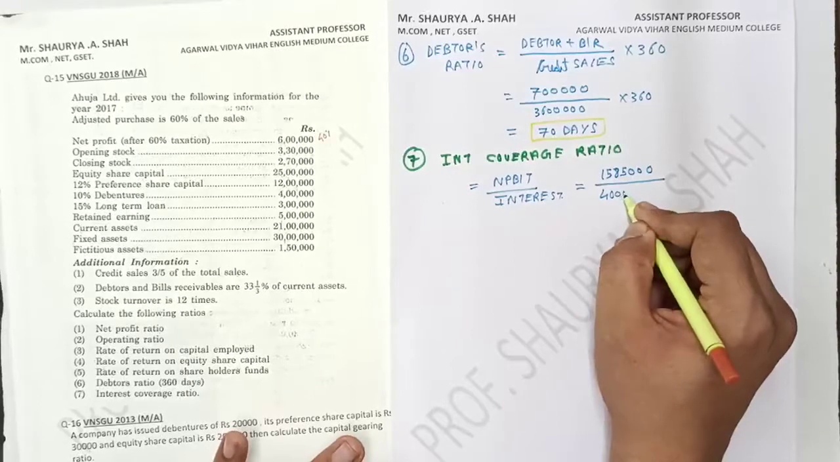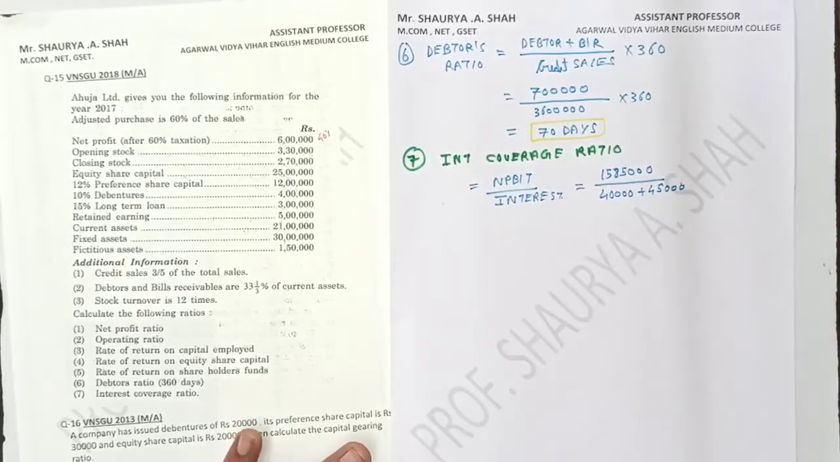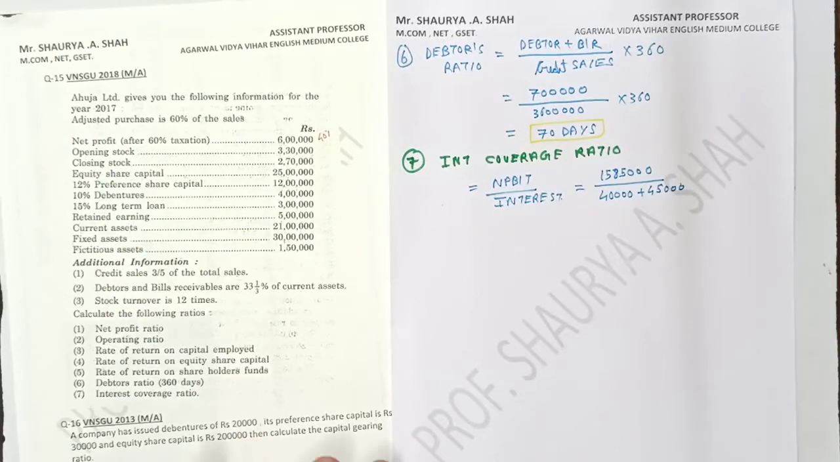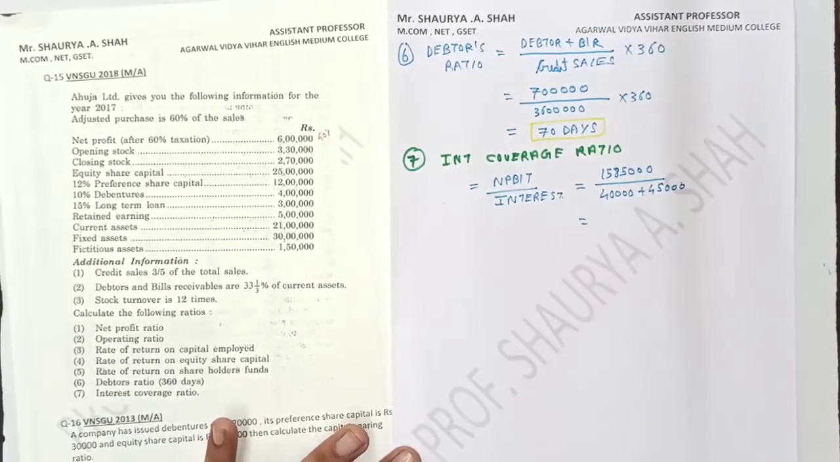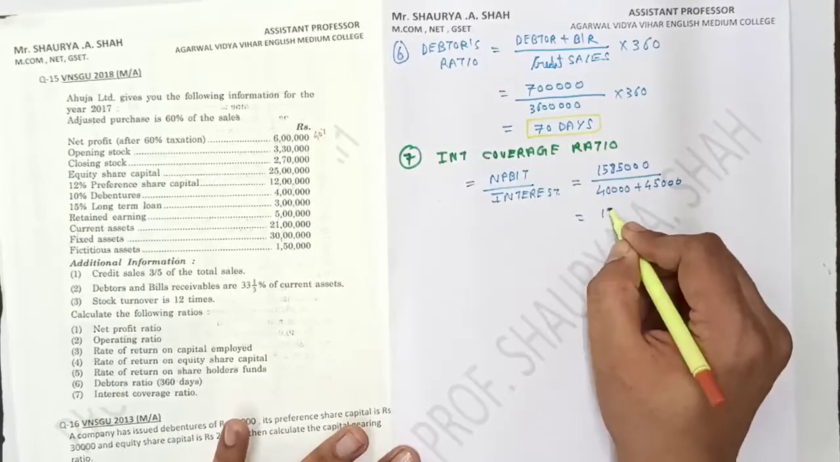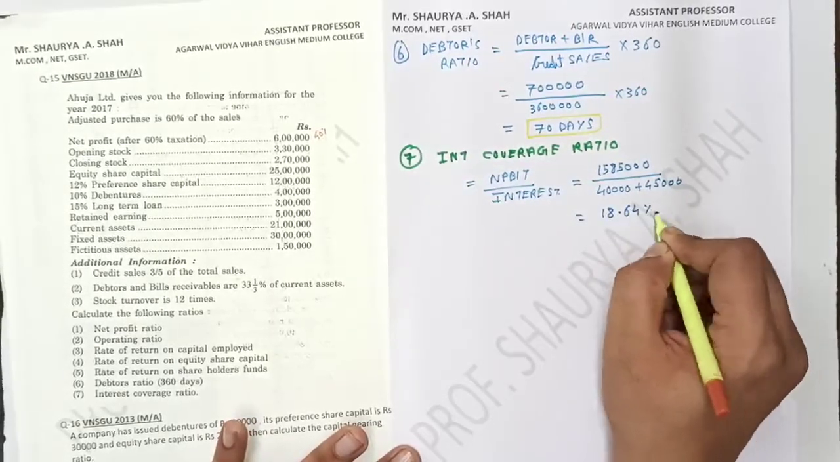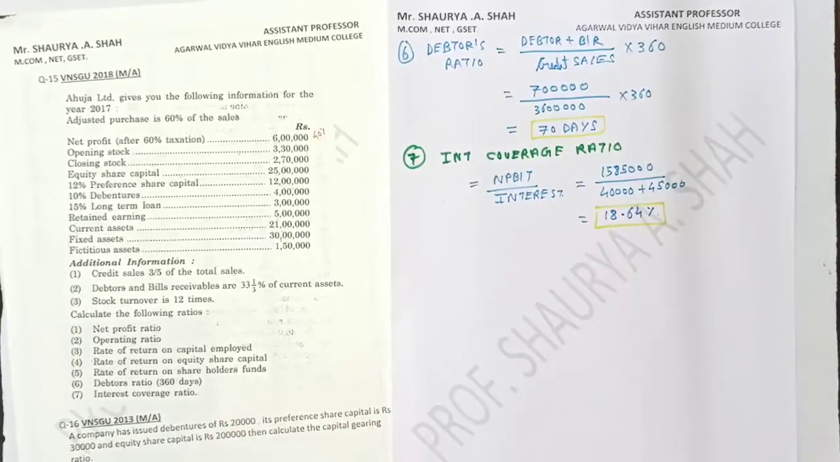I told you there are only two types of interest we calculated. One is interest on debentures, second is interest on your long-term loans, right? So you can find out the answer after dividing 15,85,000 by 85,000. You will be getting the answer of 18.64% when you calculate it. 18.64%. I hope it is clear to each and every student.